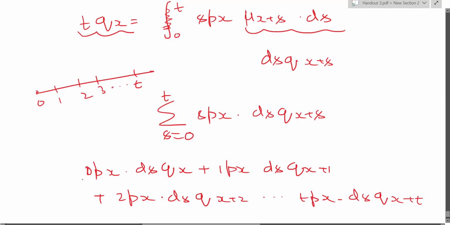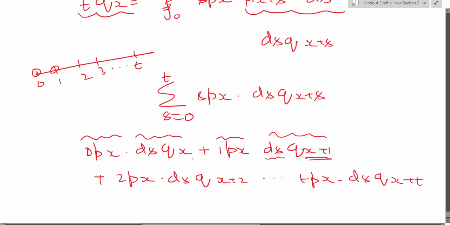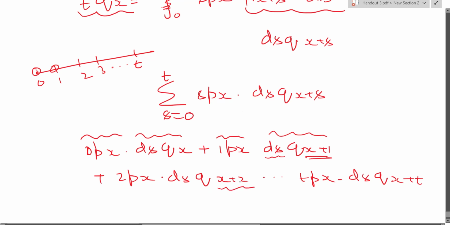This says either this person survives for 0 years and then dies within a very small period of time ds. So either he dies here, or this person survives for 1 year and then dies within a very small period of time at age x plus 1. So survives for 1 year, then his age is x plus 1, then dies within a very small period of time. So either or he dies here, okay? Or this person survives for 2 years, 2px, and then becomes x plus 2, and then dies within a very small period of time here, okay, so on and so forth up till t.